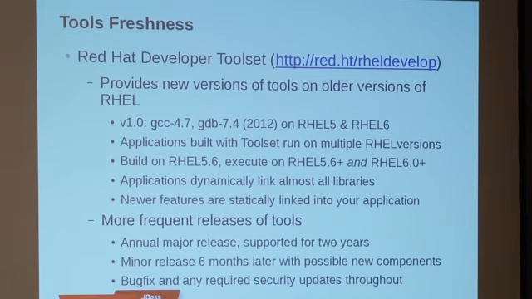So specifically 1.0, which was released yesterday, is GCC 4.7 and the corresponding version of GDB. They're the very latest versions. And you can run those on RHEL 5 and RHEL 6. If you build an application with a compiler in Toolset, you can then deploy that application to multiple RHEL versions. It will run without any special work needing to be done.